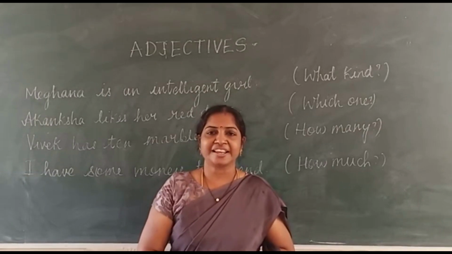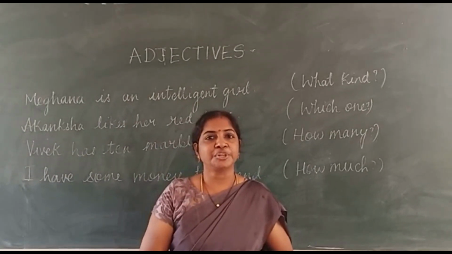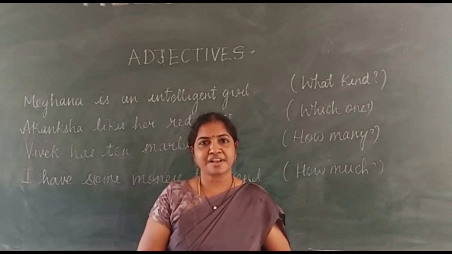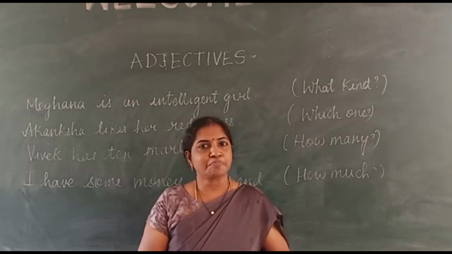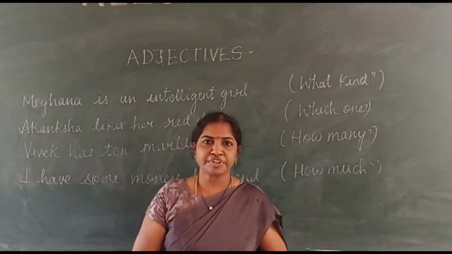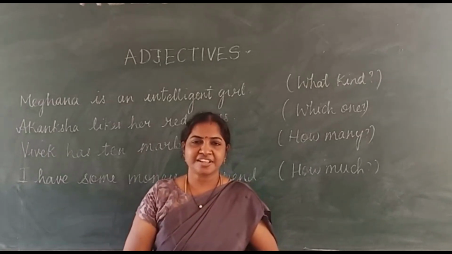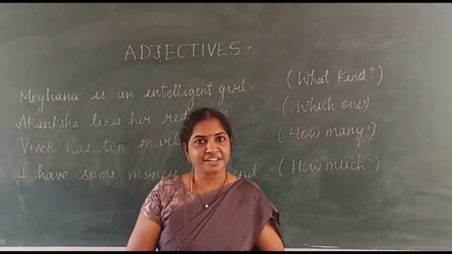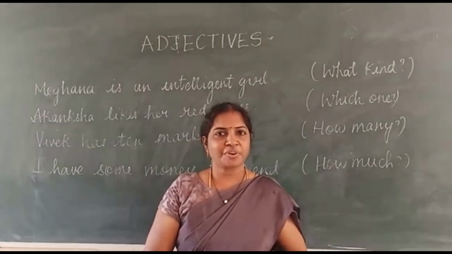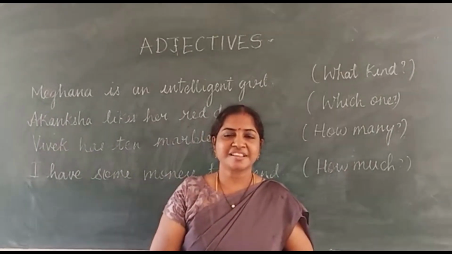Meghna is an intelligent girl. Akanksha likes her new dress. Vivek has 10 marbles. I have some money to spend. So, what kind of a girl is Meghna? Which dress does Akanksha like? How many marbles does Vivek have? How much money do I have to spend?